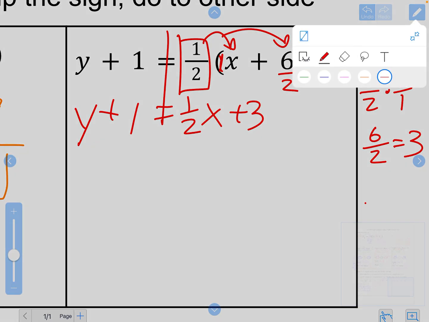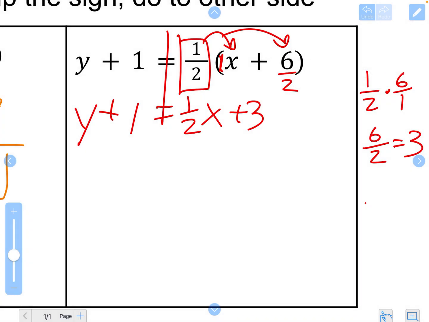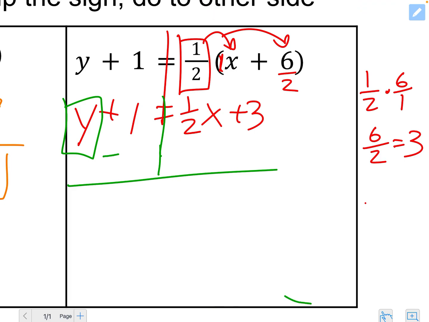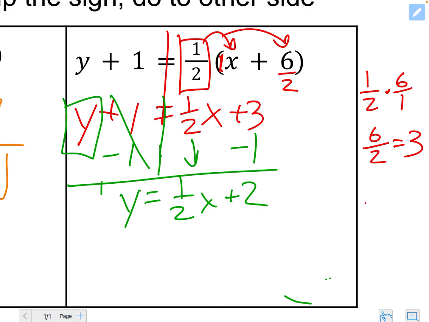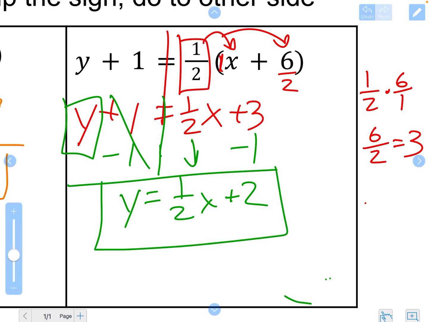And now I can do my next step. So again, draw the line through my equal sign. I need the y all by itself. I'm going to subtract 1 to the other side, bring down my 1/2 x. And so a positive 3 minus 1 is going to be a positive 2. And so that's how we turn our point slope equation into our slope intercept equation, which is y equals mx plus b.